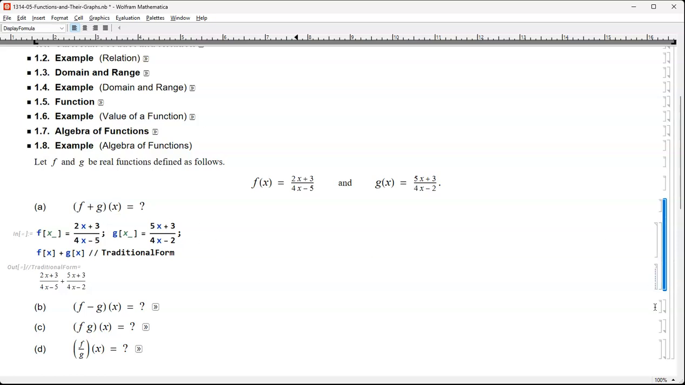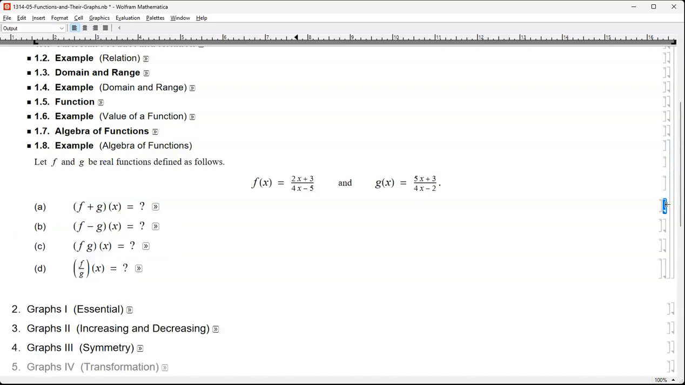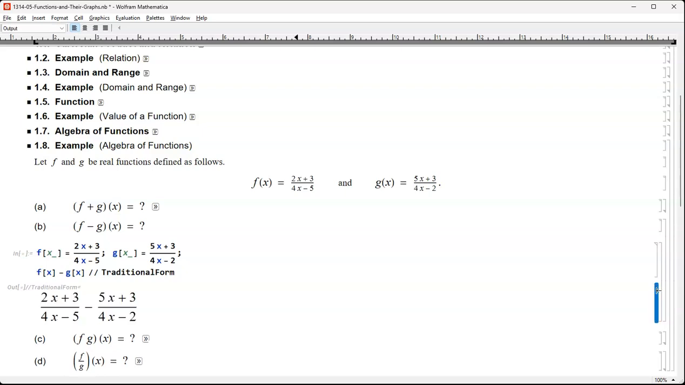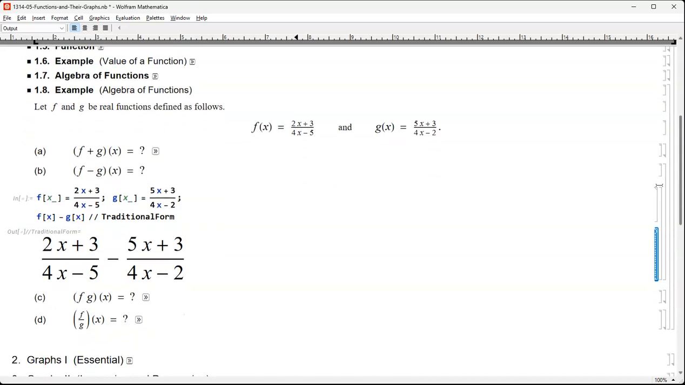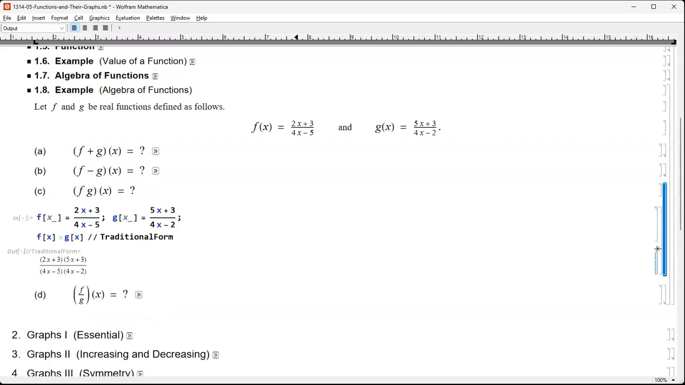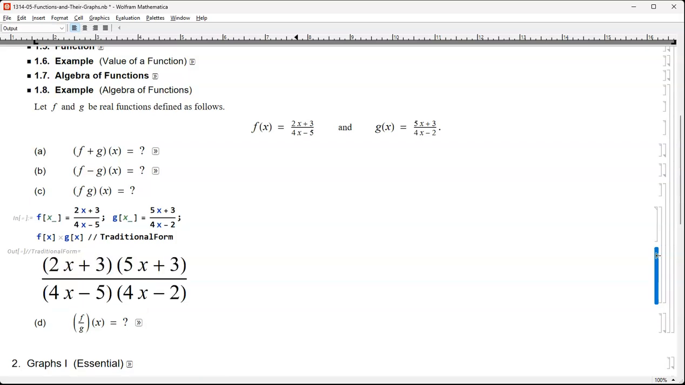So just add these two. Simple, isn't it? Subtraction, f minus g of x, is just a subtraction. Clear, isn't it? Just subtraction. Now multiplication, multiplication. Is that clear to you?